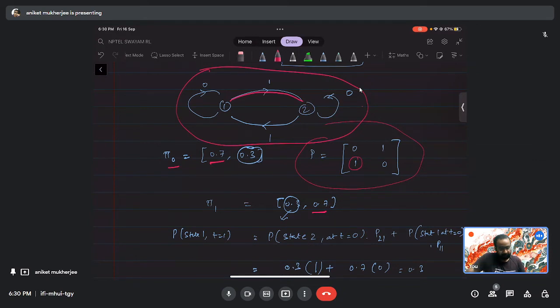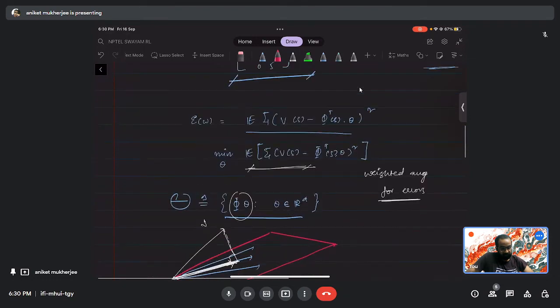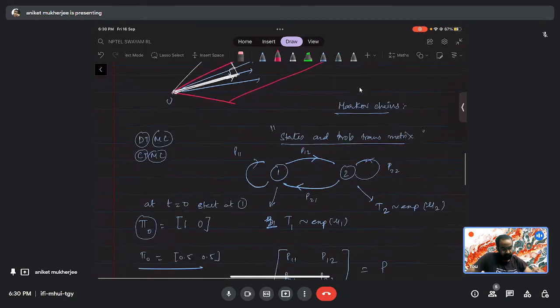This will just keep flipping. Pi2 would be 0.7, 0.3. Pi3 would be again 0.3, 0.7. They would just keep oscillating. You would never reach a steady state. Do you see that? Yes. So this was about Markov chains.